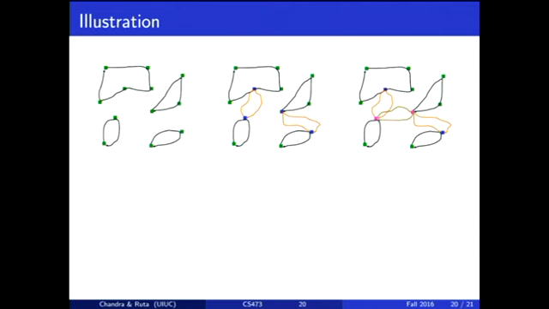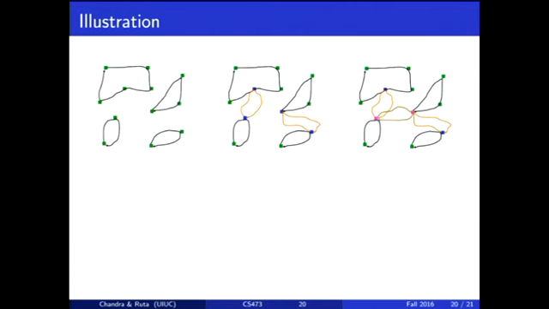This is still not connected, so I take one vertex from each of these cycles, a pink one here, a pink one there, and I find a cycle cover in that graph. If I have only 2 vertices, it will just be one edge, the only cycle cover there is. Now I take all these edges and put them together. What do I get? I get an Eulerian graph, right?